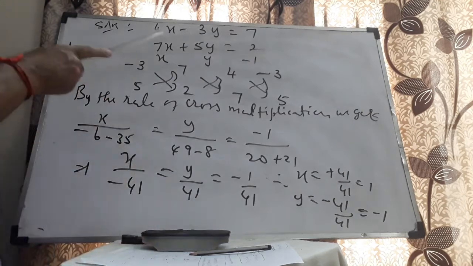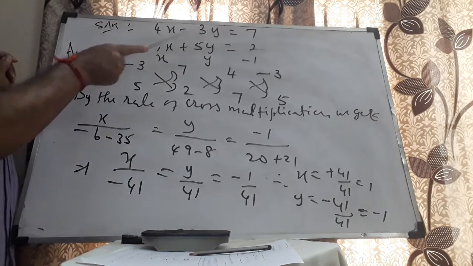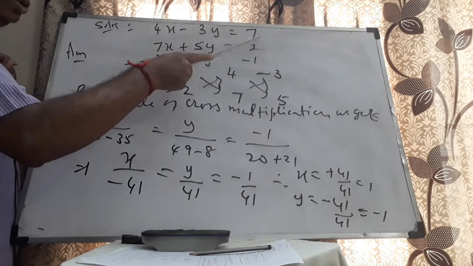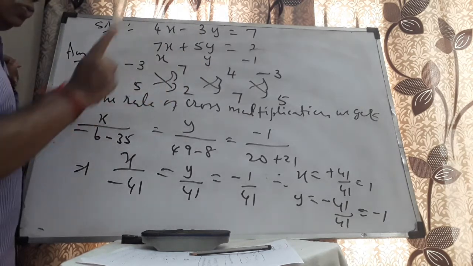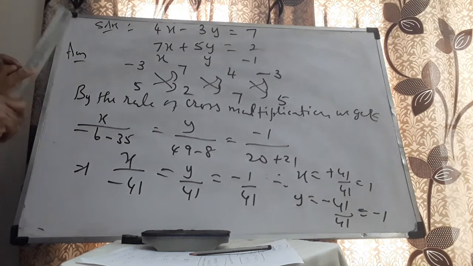You can check by substitution. 4 into 1 minus 3 into minus 1 is plus 3. 4 plus 3 is 7. 7 into 1 plus 5 into minus 1 is minus 5. 7 minus 5 is 2. So it satisfies both the equations.